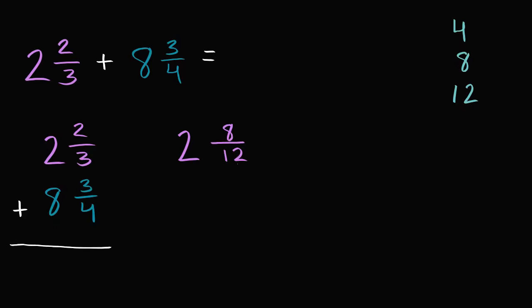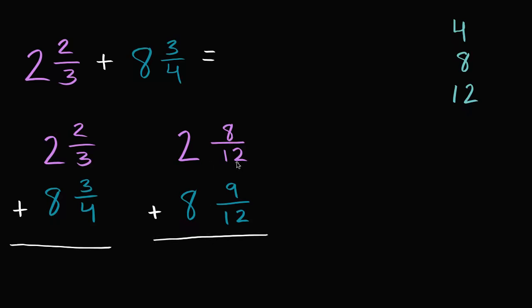And then we could do the same thing down here. 8 3/4 is going to be the same thing as 8 and something over 12. Well, to go from 4 to 12 in the denominator, you multiply by 3. So we have to multiply the numerator by 3 as well. 3 times 3 is 9. And now we can add. We can add. And what do we get?